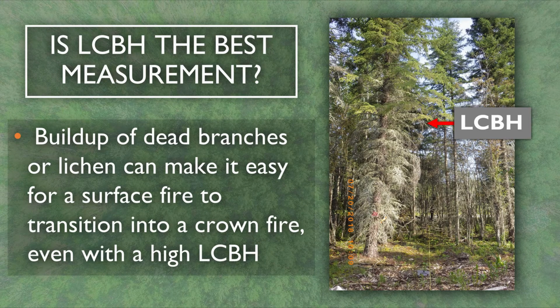All that being said, there is some doubt as to whether live crown base height is really the best metric to describe when a surface fire will transition into a crown fire. For example, if we are considering only live fuels, then what about the buildup of ladder fuels on the tree itself? In some stands, live foliage can begin quite high off the ground, but the buildup of dead branches and lichen would make it easy for a surface fire to climb into the crown of these trees.